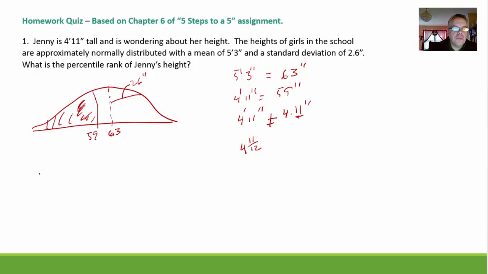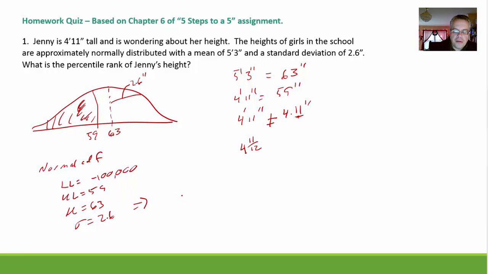Now we're going to do normal CDF. The lower limit is something really big and negative, negative 100,000. The upper limit is 59. The mean, mu, is 63, and the standard deviation is 2.6. When you do all of that, you see that she is in the 6.19th percentile, or almost the 6th percentile. So that's the answer: 6.19% of people are below her height. Okay, all right, next one.